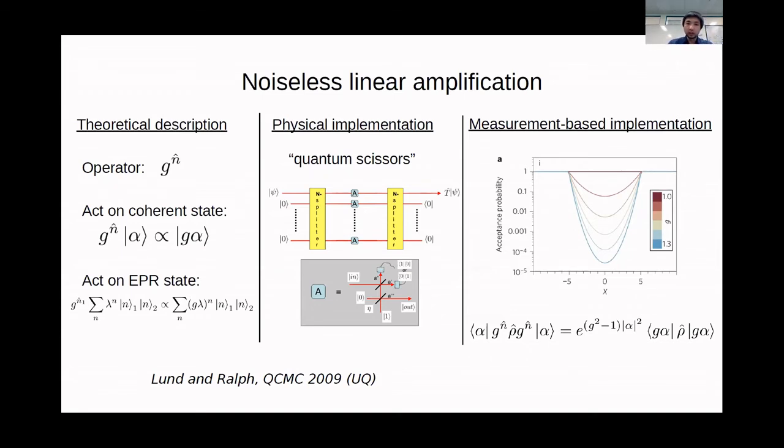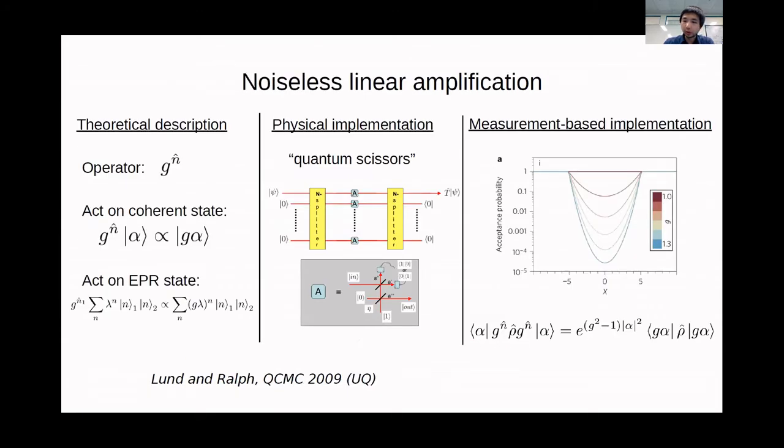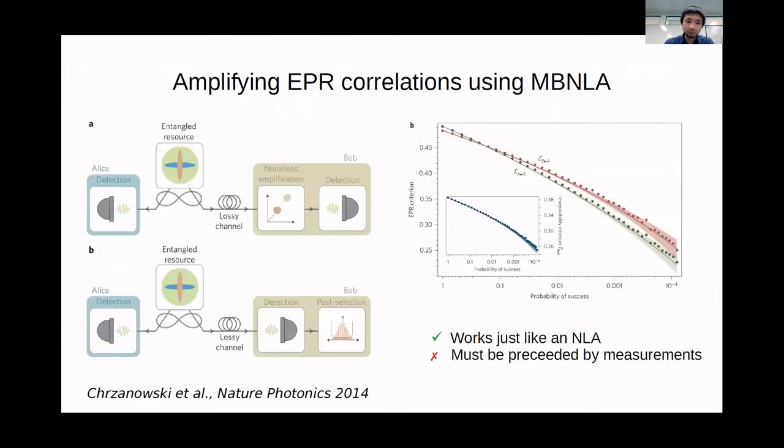I would like to discuss one of these experiments in slightly more detail. In this experiment, an EPR state was prepared and sent through some loss. And where there would usually be a noiseless linear amplifier, we detect and post-select according to the filter specified in the equation on this slide. What was found was that the entanglement increased in exactly the same way as what we expect of a noiseless linear amplifier.